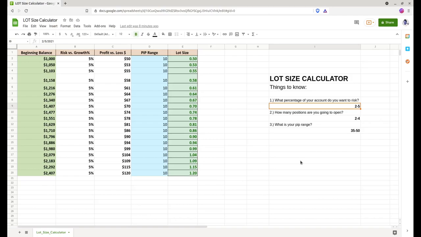The point, and the fact of the matter, is that regardless of how many positions you have open at any given time, those positions combined should not represent more than 5% of your account. Let me say that again. It doesn't matter how many positions you have open, be it 10, 20, 30, 40, whatever, as long as those positions combined do not represent more than 5% of your account at any given time.